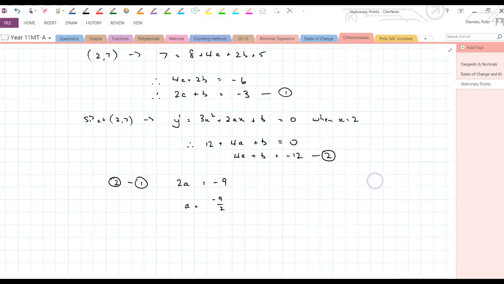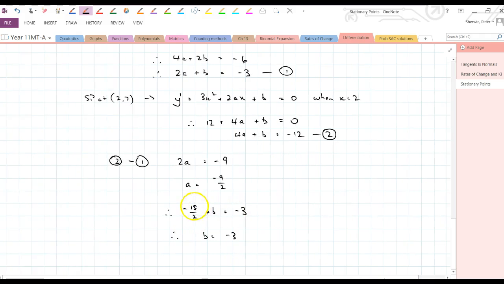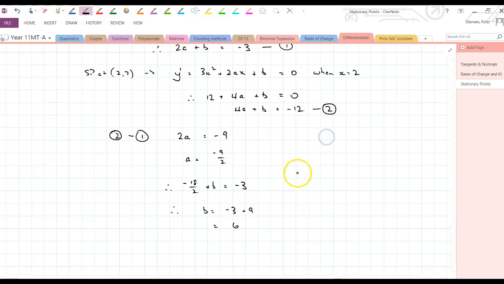Okay, so if a is minus 9 over 2, then what's b equal to? I can go into any of my equations. I'll go into this one here, I think, to find out what b is. Therefore, twice that, minus 18 over 2, plus b is equal to minus 3. So therefore, b is equal to minus 3, and this is 9, isn't it? 18 over 2, plus 9, so b is equal to 6. So therefore, a is equal to minus 9 over 2, b is equal to 6, and c, right at the start, was equal to 5.